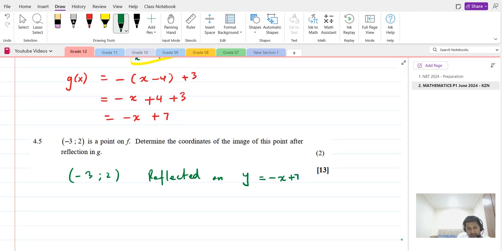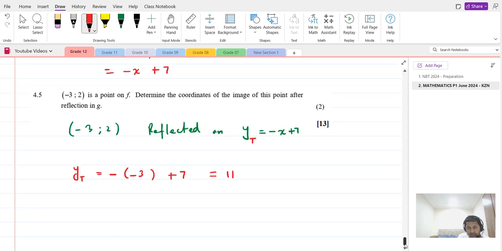Right, so now remember, we can get the y transform point. Determine the coordinates of the image of this point after its reflection. So the transform point, what's the y transform point? Minus x plus 7. So there's your x, y. So you're going to say negative x plus 7. What is x? Minus 3. Minus minus 3 plus 7, so we have 4 plus 7, which is 11.